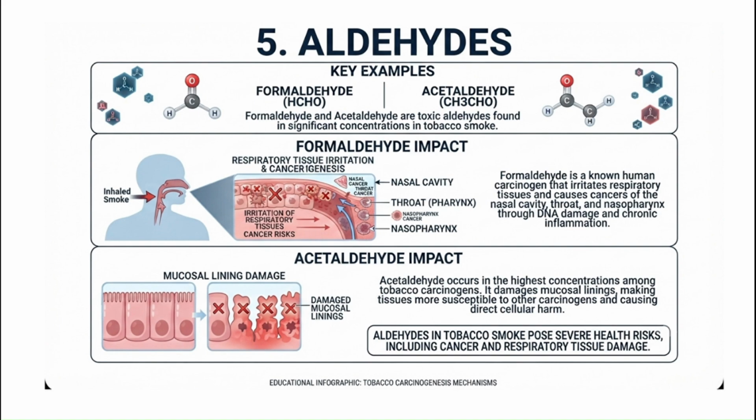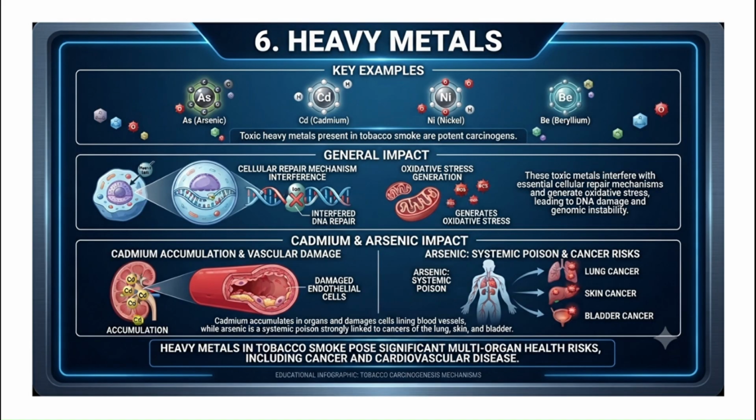6. Heavy metals. What they are: tobacco smoke contains toxic metals like arsenic, cadmium, nickel, and beryllium. Impact: these metals interfere with the body's cellular repair mechanisms and generate destructive oxidative stress. Cadmium accumulates in organs and damages the cells lining blood vessels, while arsenic acts as a systemic poison linked to lung, skin, and bladder cancers.